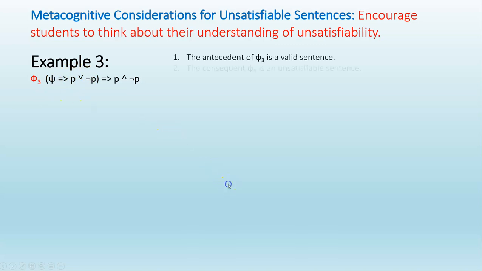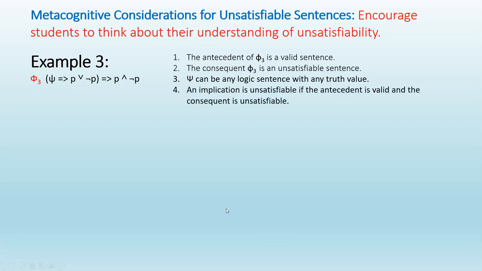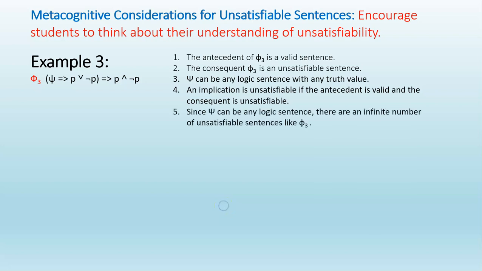Okay, so go through very similar kind of thinking that I did in the previous example. The antecedent of phi 3 is a valid sentence. We already talked about that. The consequent of phi 3 is an unsatisfiable sentence. We talked about that. Psi can be any logic sentence with any truth value. It doesn't matter what it is. And an implication is unsatisfiable if the antecedent is valid and the consequent is unsatisfiable. Since psi can be any logic sentence, then there's an infinite number of unsatisfiable sentences like phi 3.